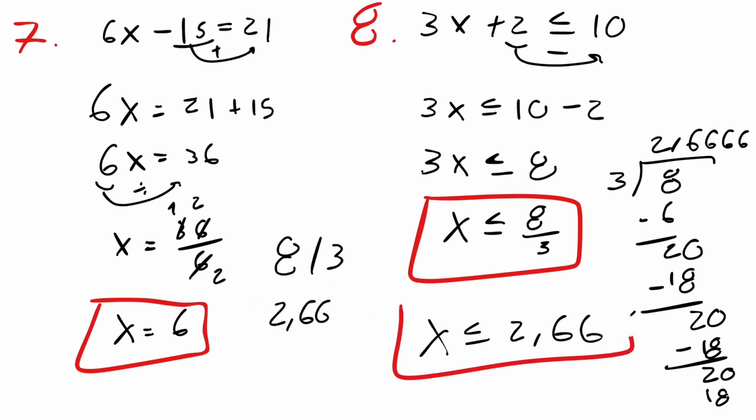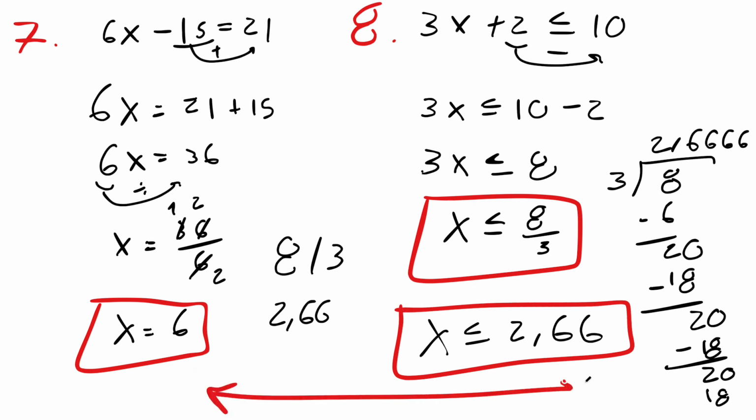Alright, so now what are we missing? We are missing a number line, of course, for the number 8. We know that here is 0 and 2.66, let's say it's around here. If x is lower or equal than 2.666, that means that it takes the entire 2.666, and it takes everything that is lower than it. Lower than it means that it's to the left, alright? While greater than means to the right. That is the principle. That is the fundamental.